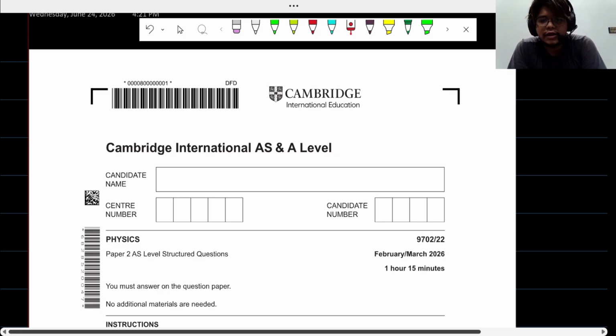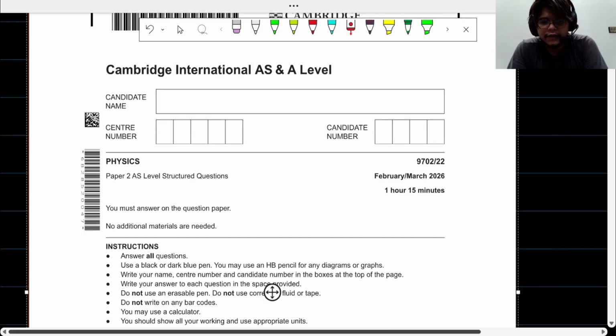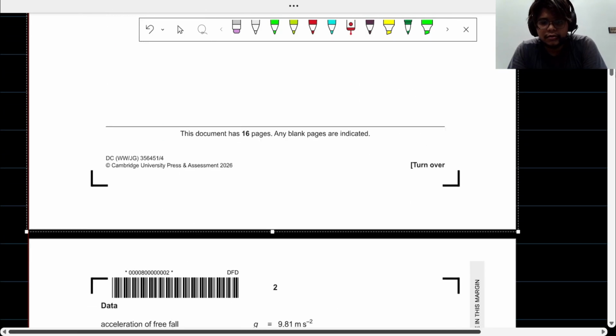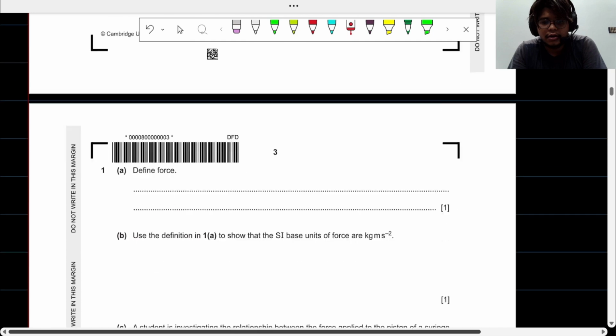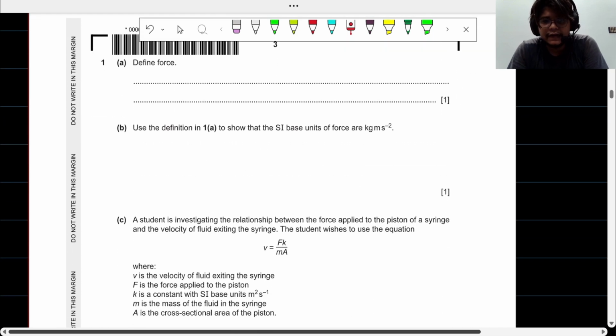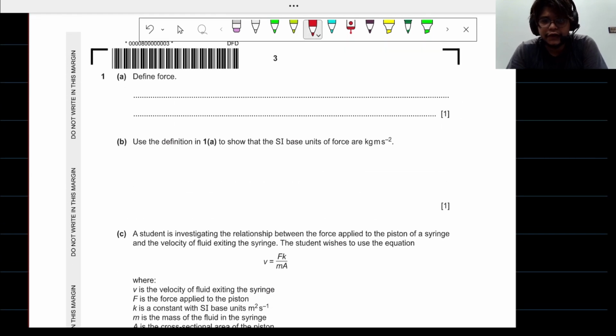Today we'll be solving the AS level physics paper for February March, and this is the theory paper that we'll be solving. So let's get started with it. The first question starts with the definition of force. The definition of force is a bit changed when you come into A levels. It is the rate of change of momentum.